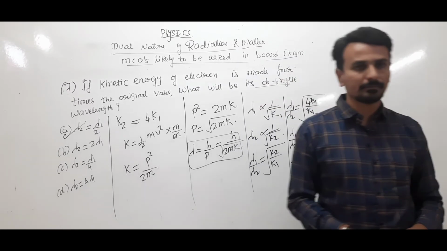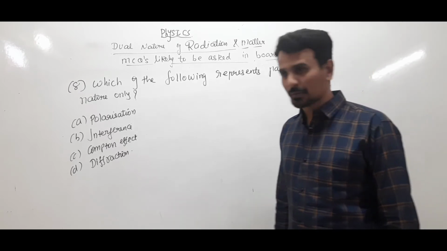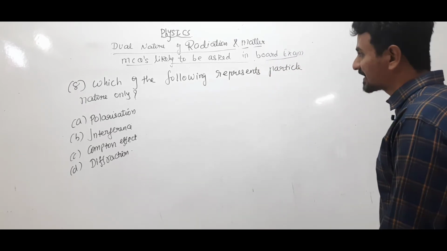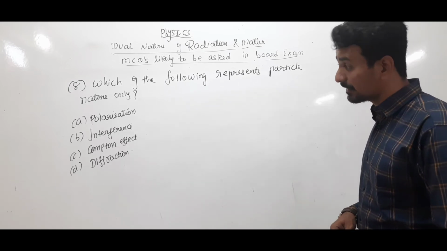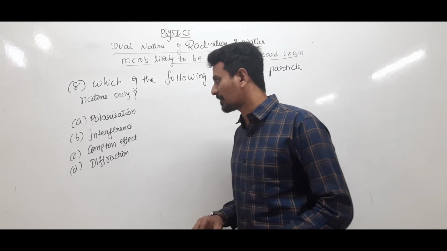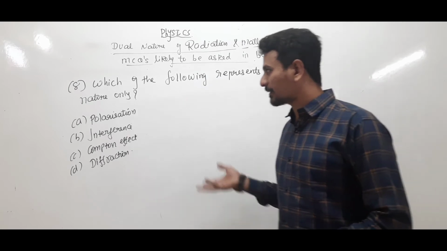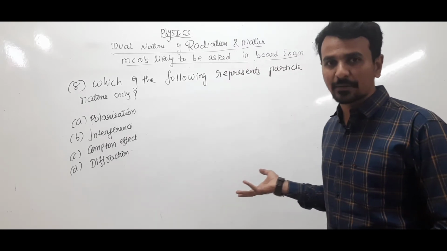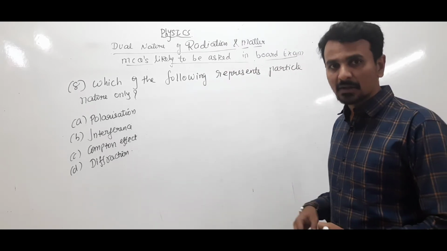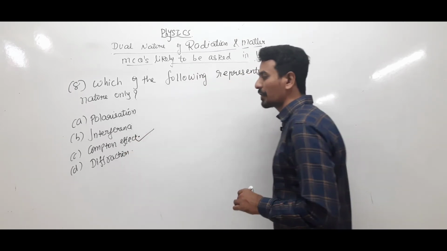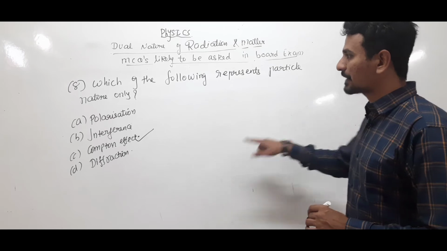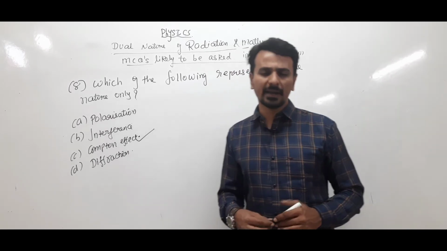Okay. The next one. 8th one. Which of the following represents particle nature? Polarization, interference, Compton effect, diffraction. See, interference, polarization, diffraction, all represent the wave nature of light. Only the photoelectric effect and Compton effect represent the particle nature of light. Clear? So Compton effect will represent particle nature. Fine.